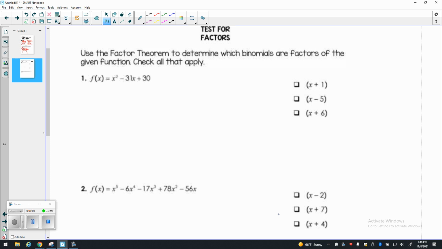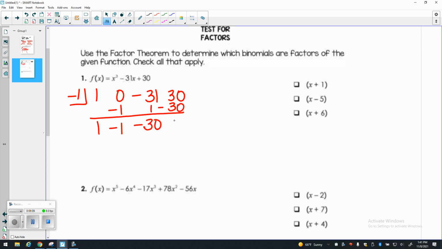So, let's see if x plus 1 is a factor. What goes in my box? -1. Am I missing any terms? Yes, you're missing x squared, right? So you should have 1, 0, -31, and 30. Drop down the 1, -1, -1, 1, -30, -30. What happens? What's your remainder equal? 0. So this one is a factor.